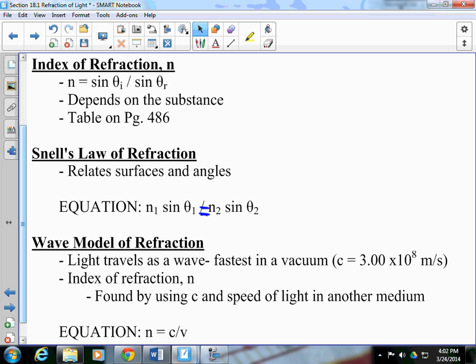So you may be able to calculate the velocity of light in a particular medium, or calculate n if you're given the velocity, vice versa. So n is equal to c divided by v, and Snell's law of refraction are the two equations we're dealing with for refraction.